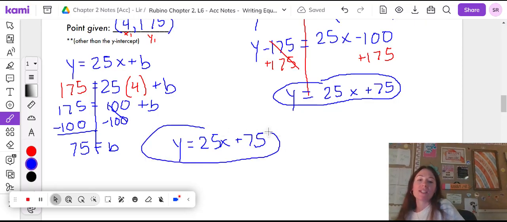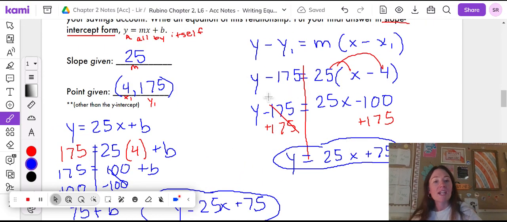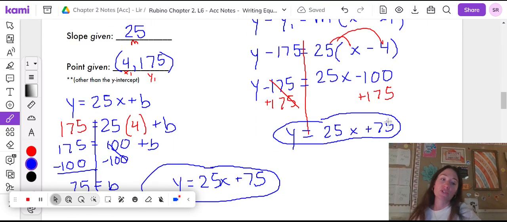Okay, so all I'm doing is teaching you another method of coming up with the same equation. One method is to solve for b. The other method is to write it in point slope form and then rearrange it into slope-intercept form. Two ways of doing the same thing.